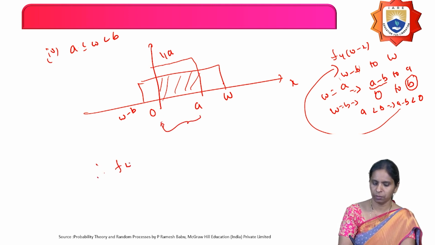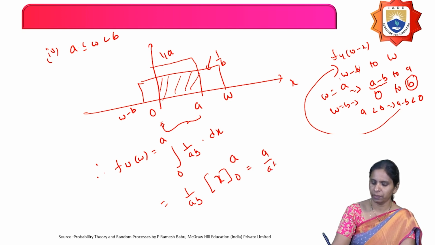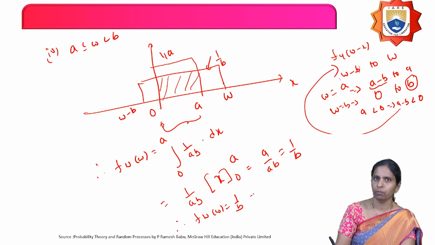Therefore, fW of W equals integration 0 to A. This is 1 by A and this is 1 by B. Therefore, 1 by A into 1 by B, nothing but 1 by AB into dx. And equals what? 1 by AB into integration of 1 with respect to X is nothing but X, and the limits are from 0 to A. Then equals what? A by AB. Then equals what? 1 by B. Therefore, what is fW of W? It equals 1 by B when W equals A to B.